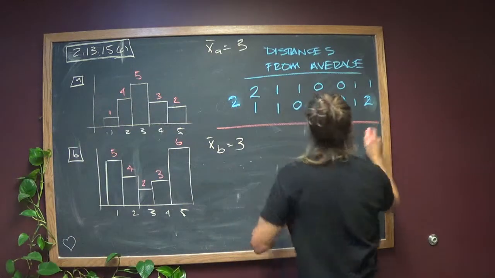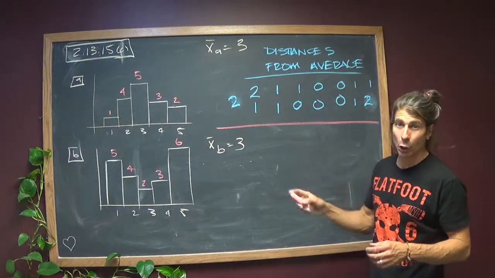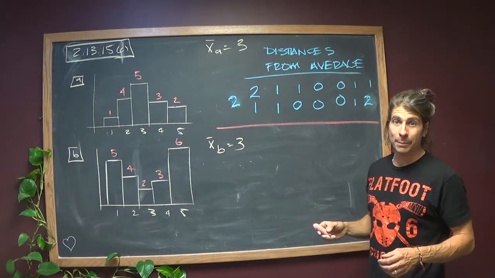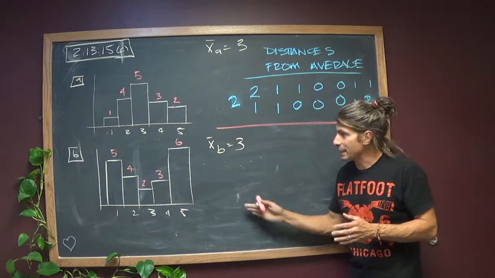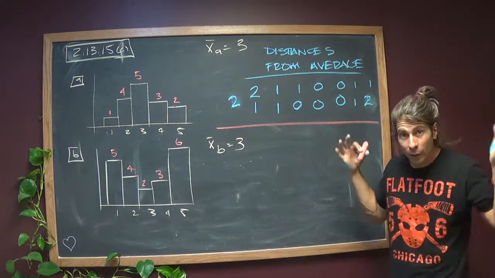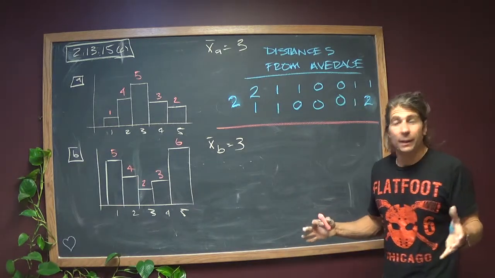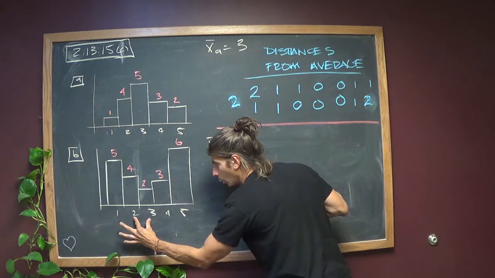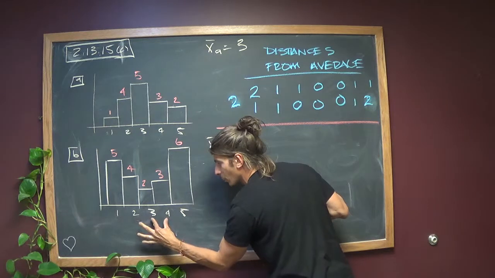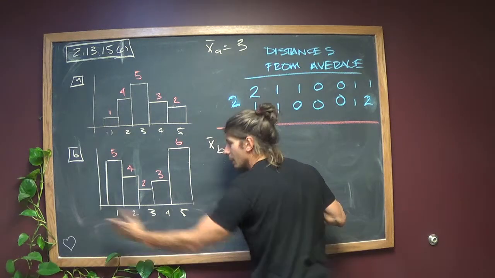What I want to do is, same exact argument, but down here in data set B. How far are the distances from average in data set B, and how many of them are there? Well, they're the same distances, aren't they? There's data points that are 2 units away, 1 unit away, no units away, 1 unit away, and 2 units away. So let's start with this.